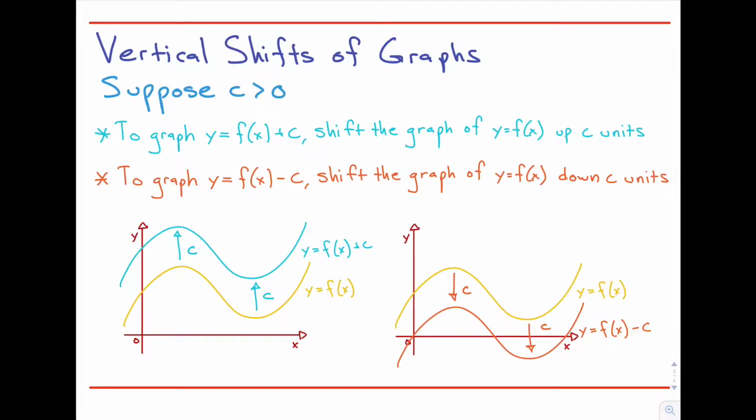And that should make sense by the definition of a graph, right? The definition of a graph is the collection of all coordinate pairs x, f of x in the domain and range of a function f.